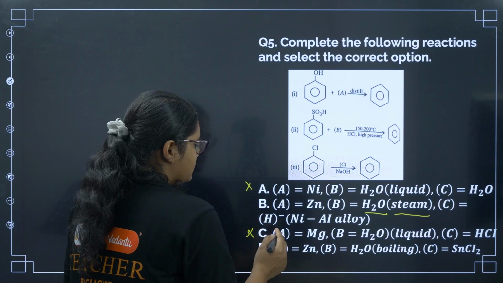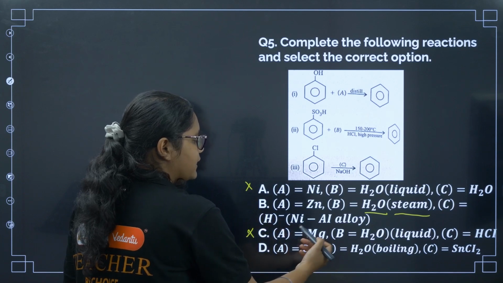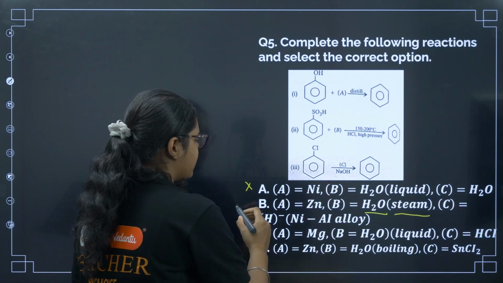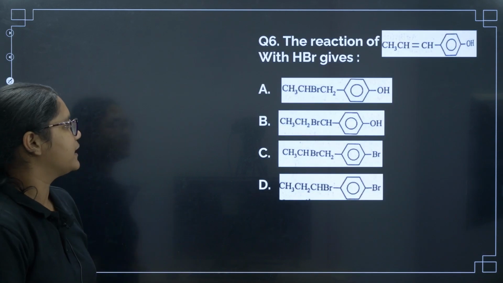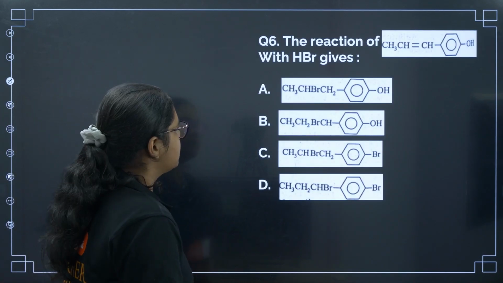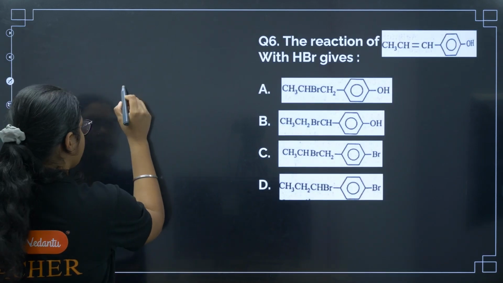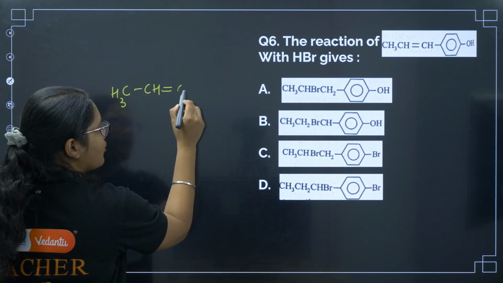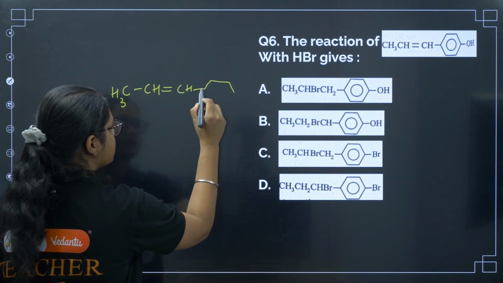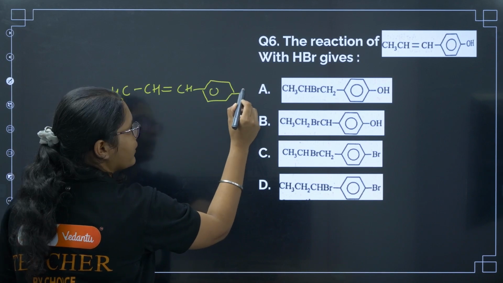Now the last one, if you see, it is hydride ion with nickel aluminium. This one also can produce benzene. So the correct answer for this question will be option number B. Next, the reaction of this one, we have to do it with HBr. So if I draw this reactant, we have CH3, CH double bond CH, then this one, and then OH.